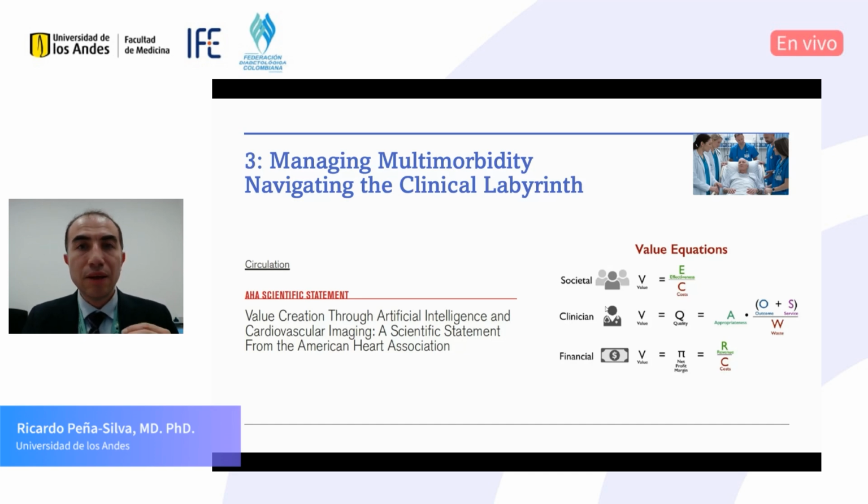In this case, they mentioned that what is valuable for the patient or for the society could be different from what is valuable for the clinician or for people in financing offices within the hospitals. But still, artificial intelligence can help us to reduce costs and increase the quality of the services that we are providing for the patient in the long term. And importantly, we can reduce complications, which many times are very expensive.